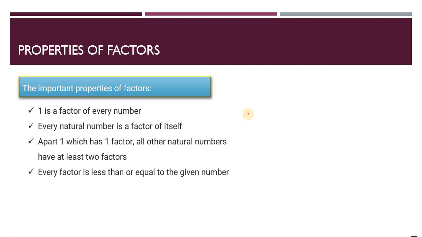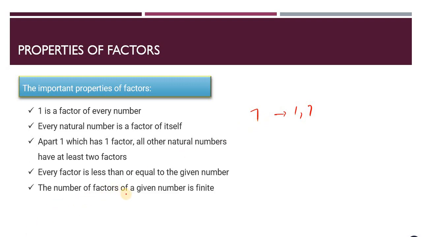So let's look at an example quickly. If we have 7, what are the factors of 7? 1 and 7. 7 is equal in value to 7. But 1 is less than 7. We cannot have a factor of a number that's actually greater than the number itself.